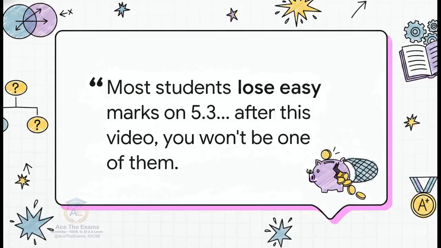There's a brilliant quote from a Cambridge senior examiner that perfectly captures the reality of this paper. They noted that, quote, most students lose easy marks on 5.3, but after this, you won't be one of them. So why is this happening? Why are so many incredibly smart students hemorrhaging marks on conditional probability?